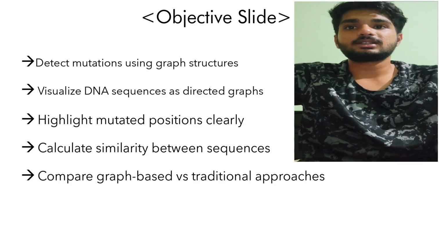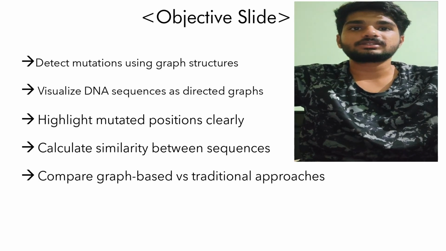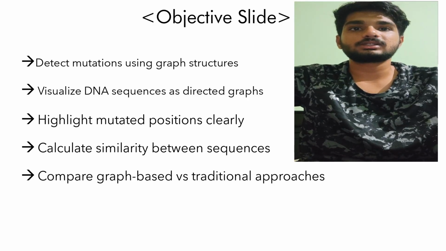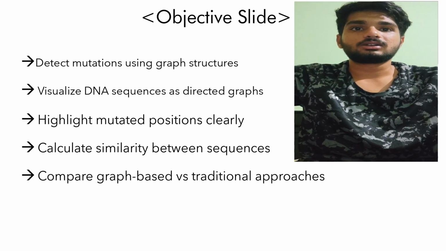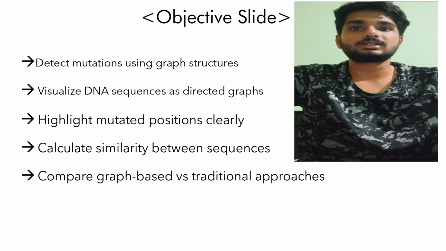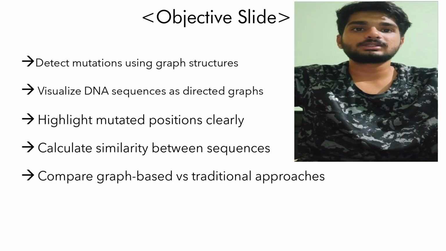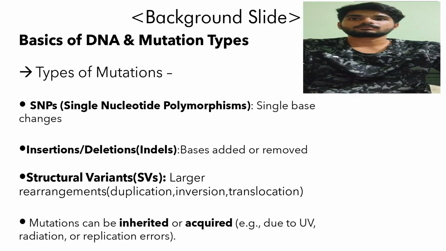Our objectives are very clear. First, we aim to detect mutations using graph structures. Then we visualize DNA sequences as directed graphs to see these mutations clearly. We also calculate similarity scores between sequences and compare the effectiveness of graph-based methods versus the traditional ones.